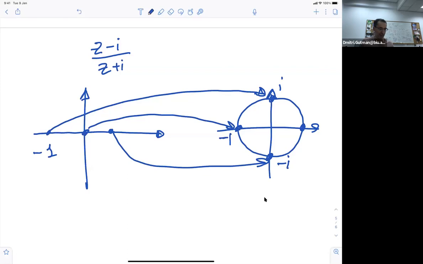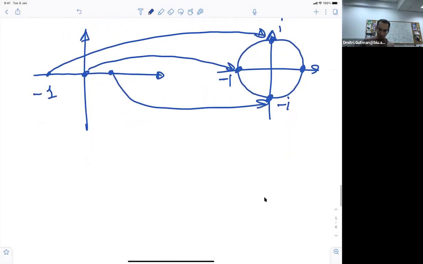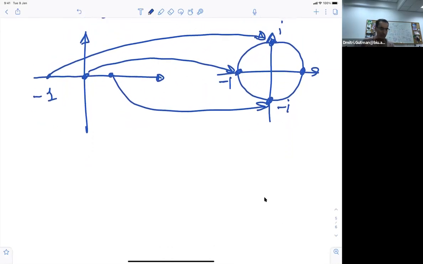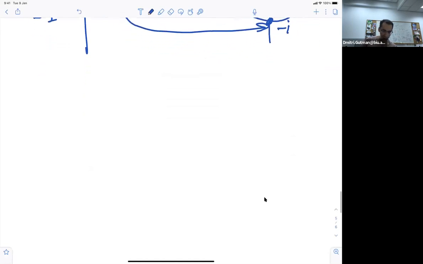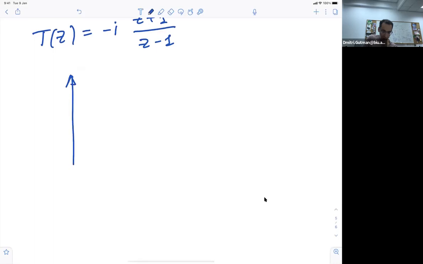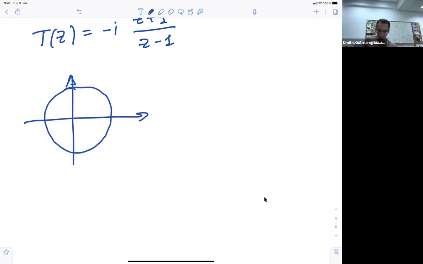So that was this transformation. Now let's do the opposite. Let's construct a transformation that maps the unit circle onto a straight line. This would be a transformation T of Z, which is the reverse of what I just wrote. And I claim that this transformation sends the unit circle onto a straight line, precisely in this order.